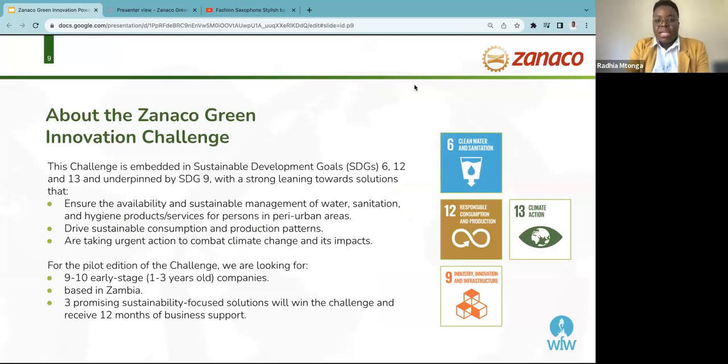So quickly about the Green Innovation Challenge, most of you would have already seen that it's embedded in the Sustainable Development Goals, particularly SDG 6, 12, and 13. The goal of this challenge is to promote the availability of sustainable management of water, sanitation, and hygiene services for persons, particularly in peri-urban areas. So innovating for WASH, but for people in peri-urban areas. It was also created to drive sustainable consumption and production patterns, and to look for people innovating around solutions that take urgent action to combat climate change and its impact. As I was mentioning those, I'm sure you've already connected them to SDGs 6, 12, and 13.